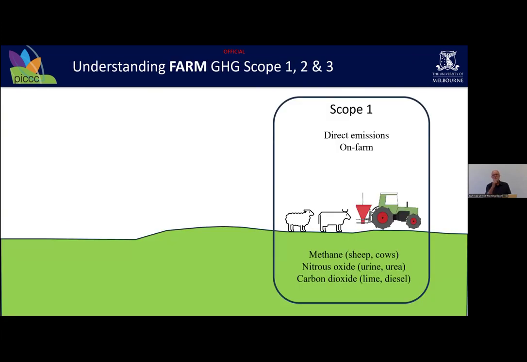I thought I would just expand. Some of you have seen this, but I think it's worth expanding what we mean by scope 1, 2, and 3. Scope 1, I said, are direct emissions on the farm. So that would be methane from the cows, the sheep, nitrous oxide from fertilizer or livestock urine, or carbon dioxide emissions from the consumption of diesel, or carbon dioxide from the application of lime on the pasture.